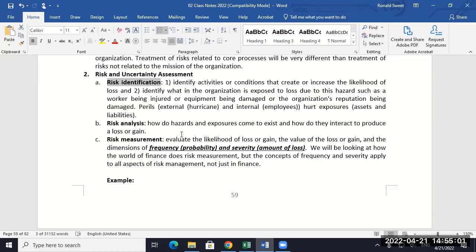Something can be both a peril and an exposure. So an employee can be a peril. Some employee can do something dangerous that harms themselves and other employees. So the employee is an exposure. An employee can get injured and they sue the company, but the employee can also be the peril. And risk identification are those things that can attack the company.